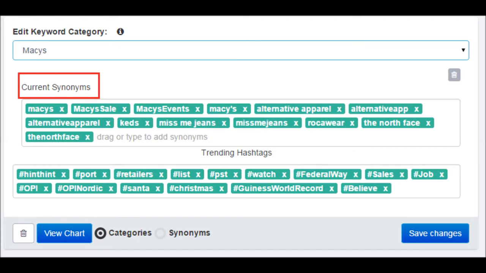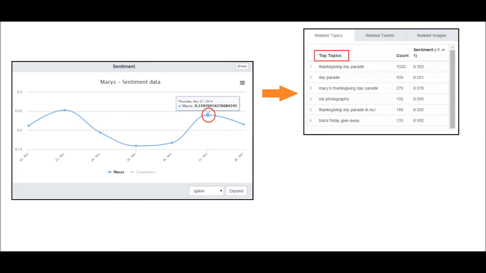Twitris allows users to perform a comprehensive analysis of any campaign by collapsing synonyms in the same keyword category. For example, to track the department store Macy's on Twitter, you can group keywords such as Macy's sale, Macy's events, and alternative apparel under the group Macy's and easily track the sentiment and emotion for this group, instead of tracking the individual keywords. In the sentiment chart, you can click on a period of your choice, for example, a day, to see the related topics, tweets, and images in the right pane.